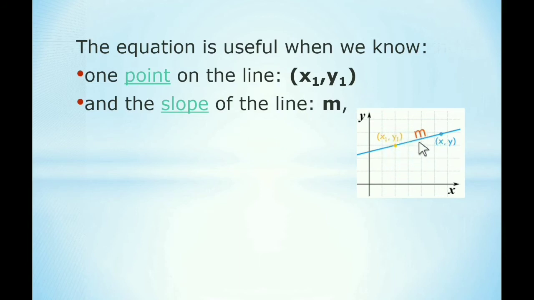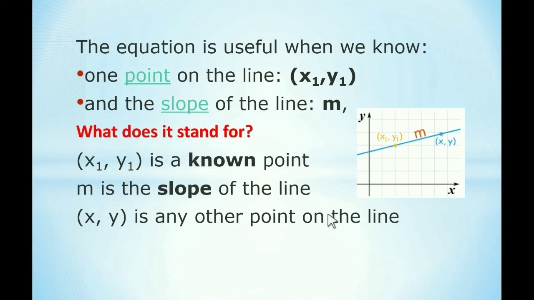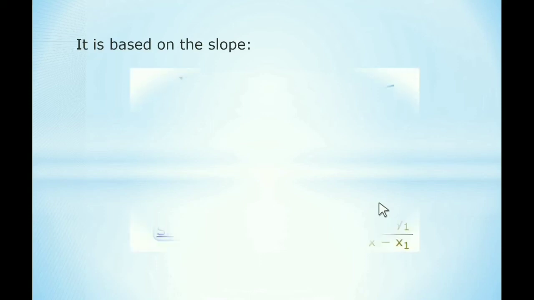Look at this. This is a line having xy and x1 y1 as points. Now if you want to calculate the slope of this line, then using the slope formula, m equal to change in y divided by change in x. What does it stand for? x1 y1 is a known point, m is the slope of the line, xy is any other point on the line. Look at this, x1 y1 and xy are both different points on the same line. It is based on the slope. How? Look at this.